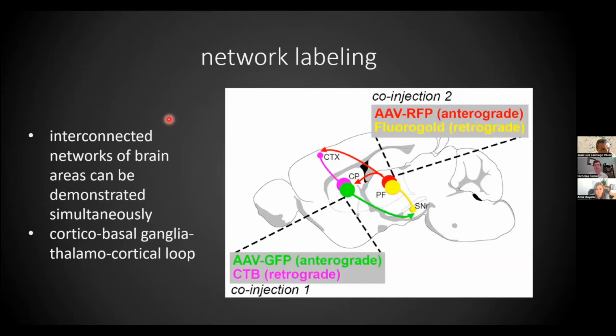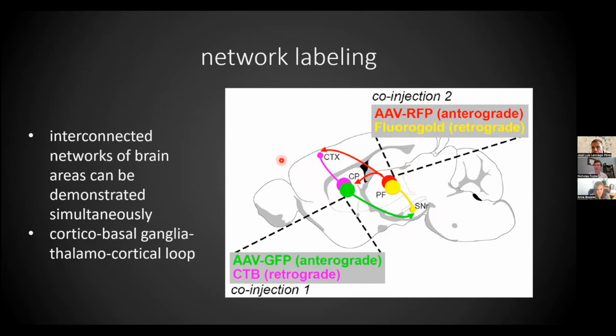Another way to use the double co-injection technique is to demonstrate interconnected networks of brain areas. I recently used this to demonstrate the cortical basal ganglia thalamocortical loop, which is one of these classic canonical brain motifs. Cortex projects to striatum, projects to the substantia nigra, which projects back up to thalamus, in this case the perifascicular thalamus, which closes the loop in a recursive manner back up in cortex.